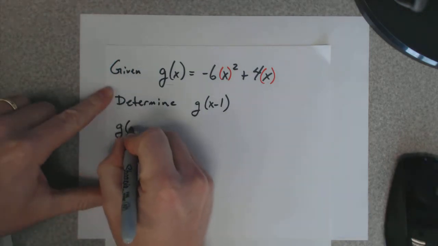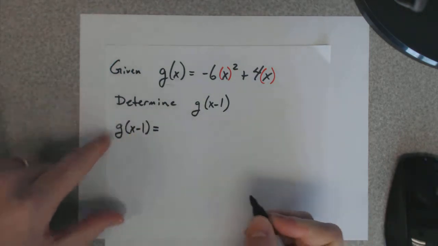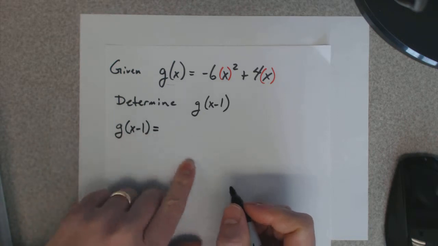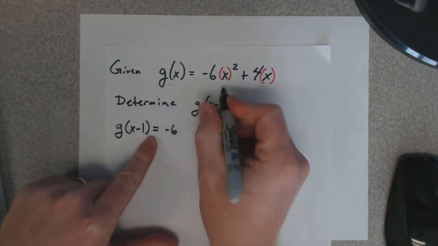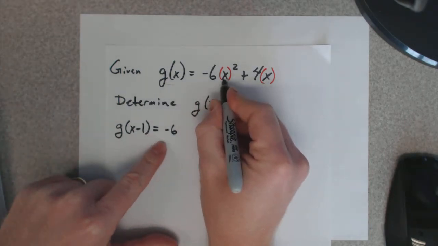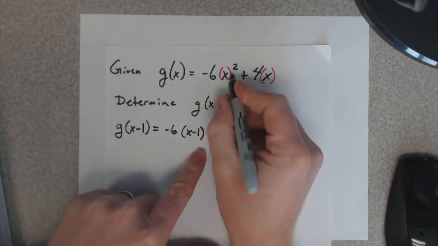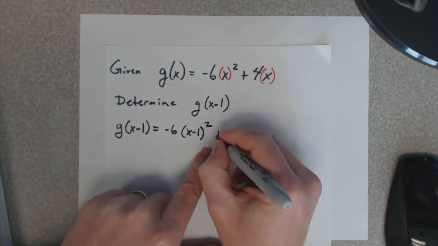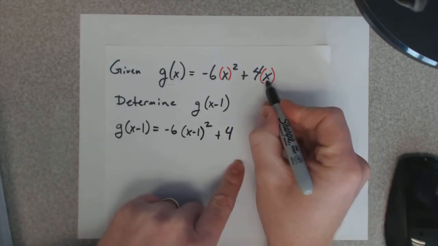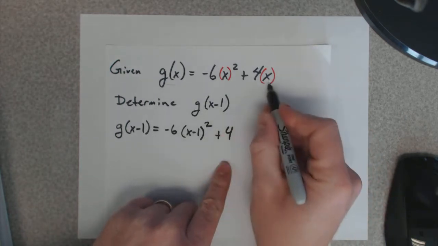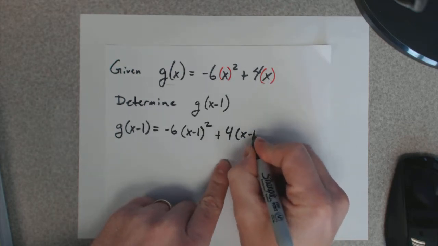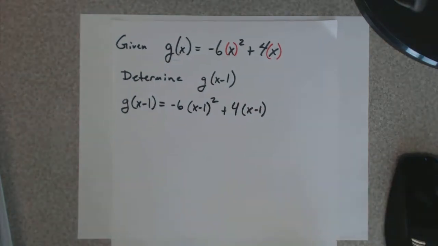So every time I'm going to write this g of x minus 1 equals, I've got a negative 6 in the function. That x becomes an x minus 1. Okay, but there's a squared, so you still square it, plus 4, and then inside that red parentheses it's going to turn into an x minus 1. And then we just have to simplify it.